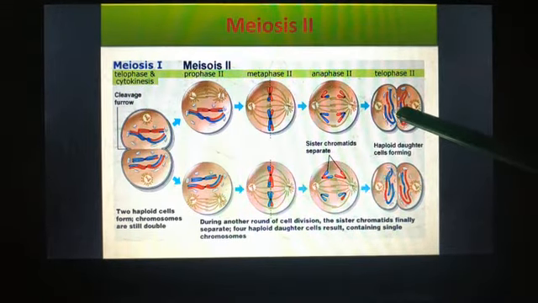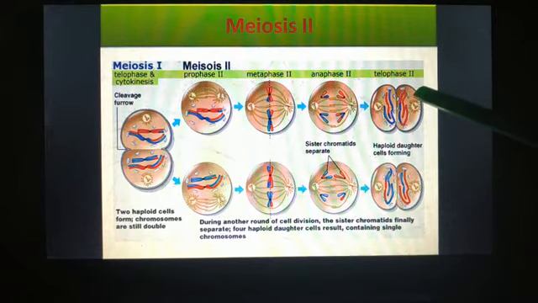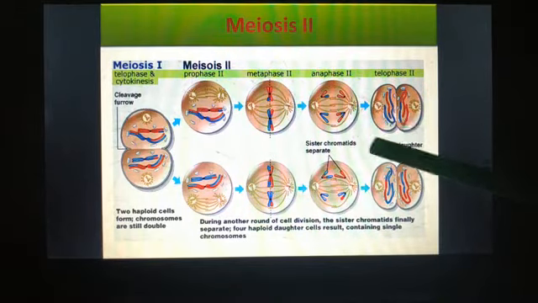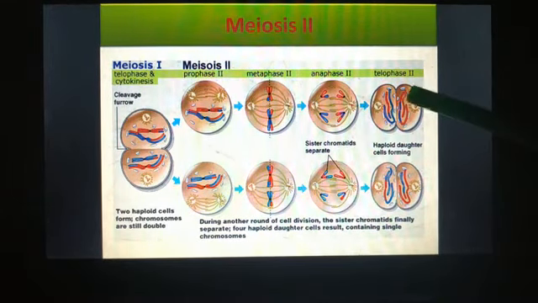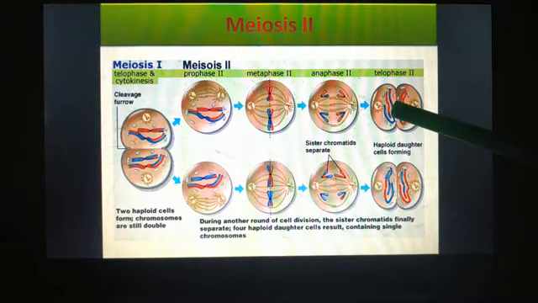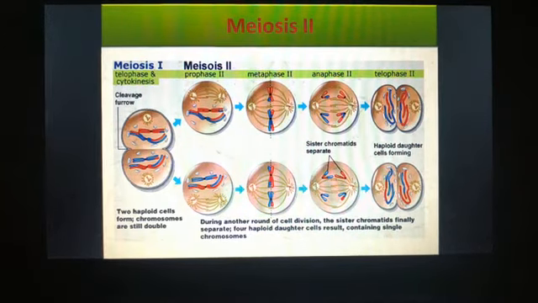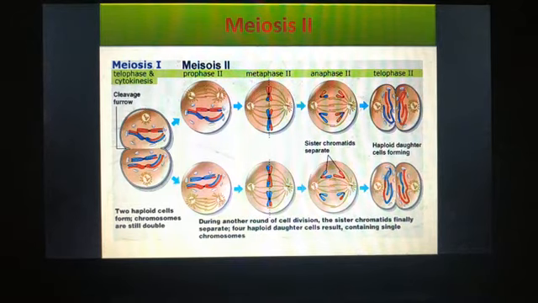Next, the cell will enter into telophase 2. In telophase 2, chromosomes will move towards the opposite poles. The nuclear envelope will reappear. The nucleolus will reappear. Spindle fibers will disappear.